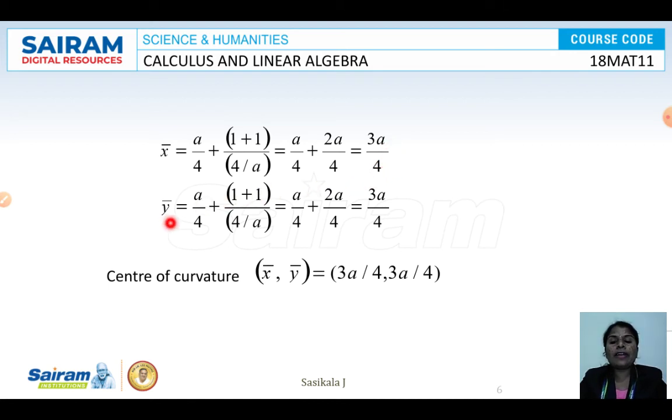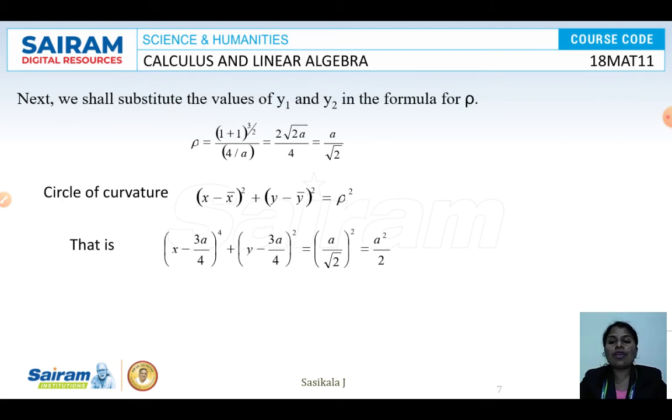Similarly here for y bar, you can substitute, the value will be a by 4 plus 1 plus 1 by 4 by a, which is a by 4 plus 2a by 4, which is equal to a plus 2a, will be 3a by 4. So the center of the curvature x bar comma y bar is 3a by 4 comma 3a by 4. So now what is that? We shall substitute these values of y1 and y2 in the formula of rho, because we have to write the center of the circle of the curvature.